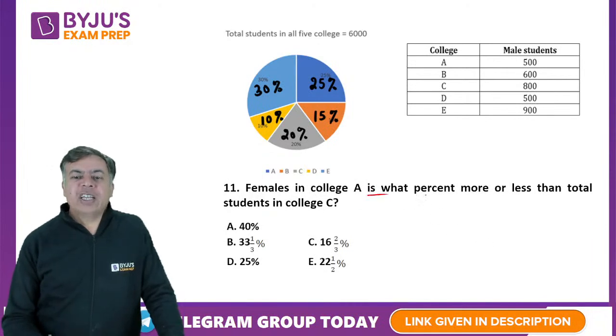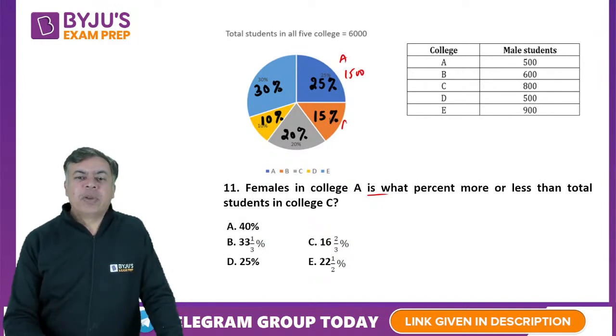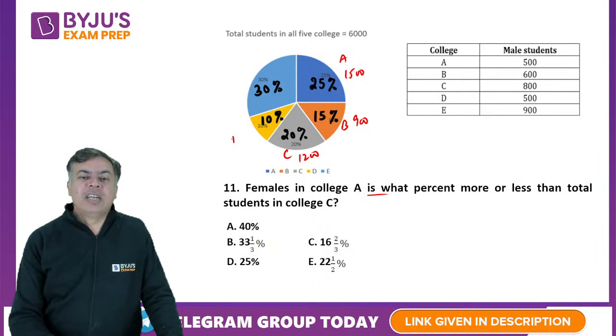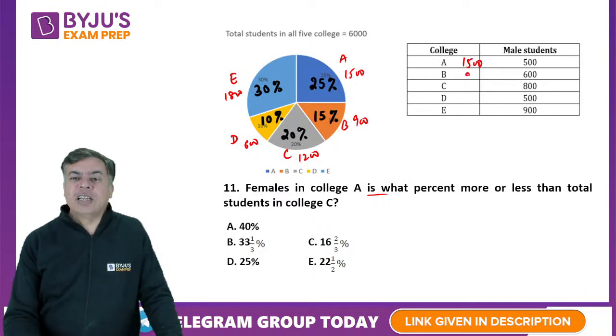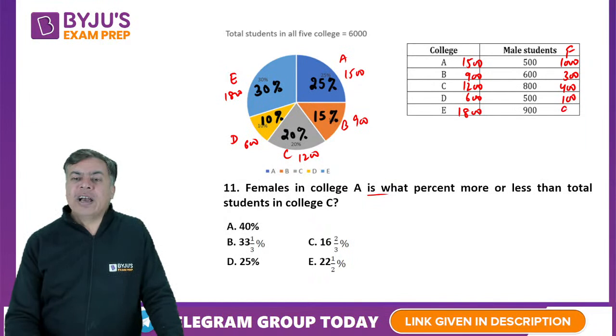Females in college A is what percent? You can write all the male and female values. This is very easy. I am again writing the values. A 25%, 1500; B 15% of 6000, 900; C 20%, 1200; D 10%, 600; E 30%, 1800. The male totals are 15, 9, 12, 6. Then female students are 1,000, 300, 400, 100 and 900.